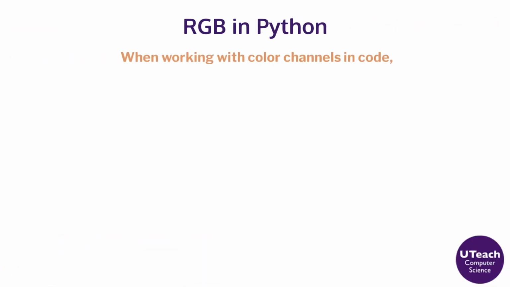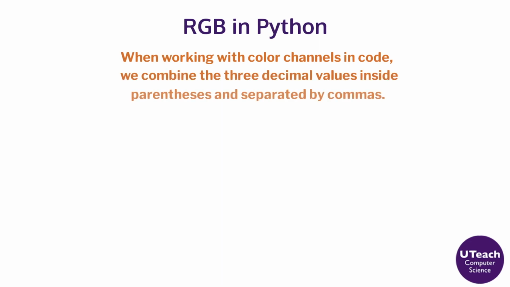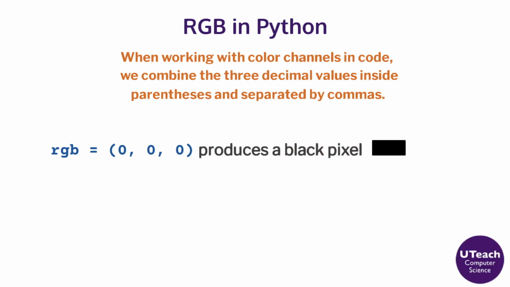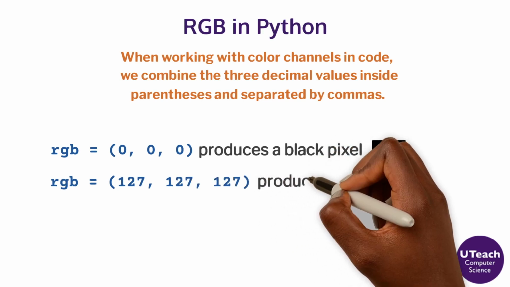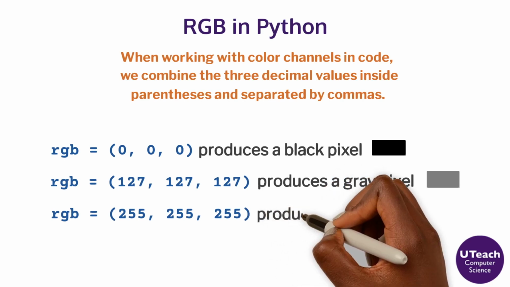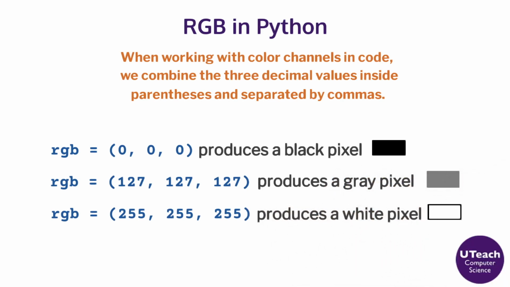When working with color channels in code, we combine 3 decimal values inside parentheses and separate it by commas. An RGB value of 0, 0, 0 produces a black pixel. An RGB value of 127, 127, 127 produces a gray pixel. An RGB value of 255, 255, 255 produces a white pixel.